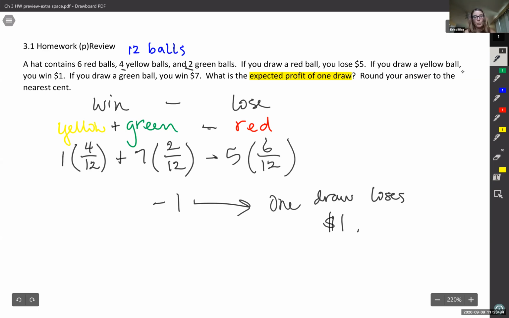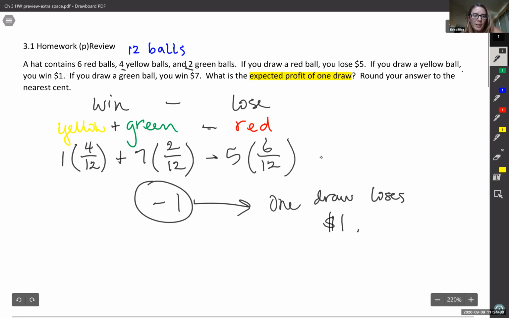So that's our net profit: we actually lose $1 per draw. If I was doing 15 draws, I would lose $15. And so with that negative, I'm losing $1. Okay, now on the computer, you might just be typing that in. So keep your eyes open on the homework whether you're typing "lose $1", with the word lose, or using the minus sign.